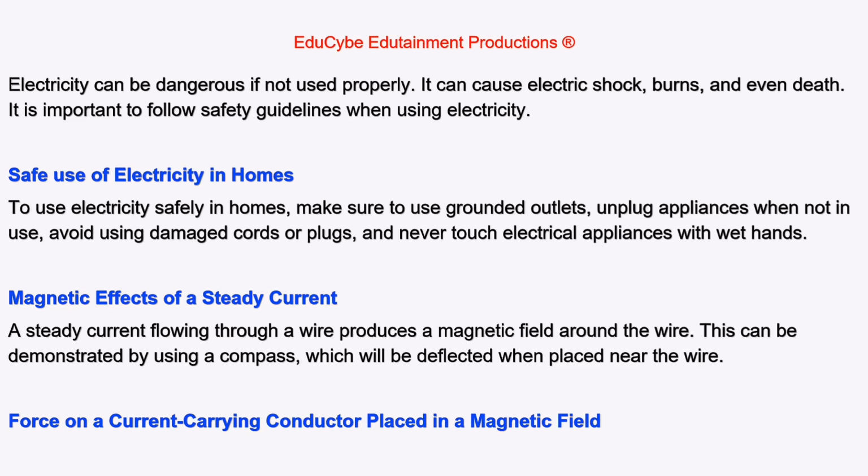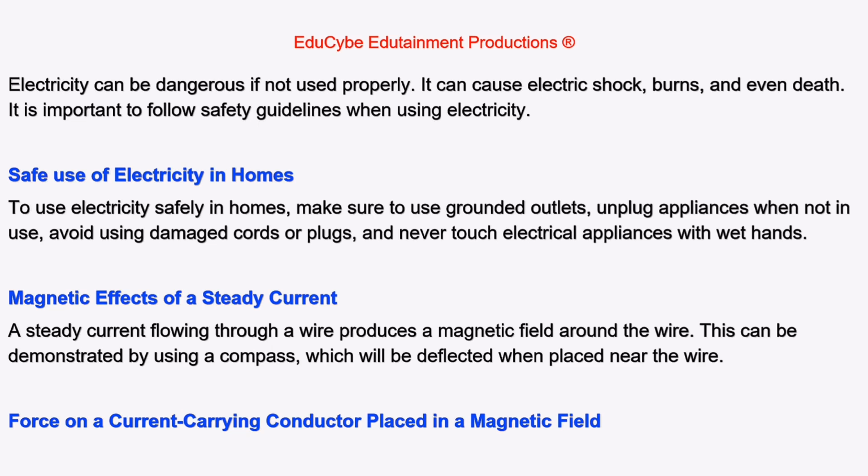Safe use of electricity in homes. To use electricity safely in homes, make sure to use grounded outlets, unplug appliances when not in use, avoid using damaged cords or plugs, and never touch electrical appliances with wet hands.